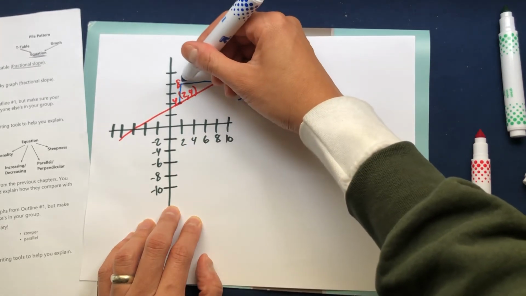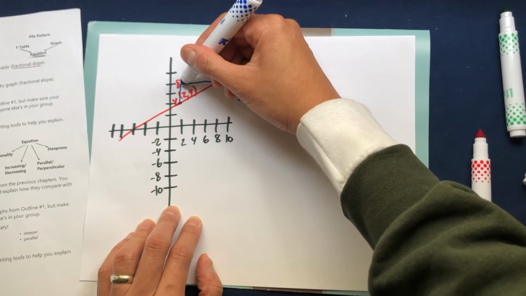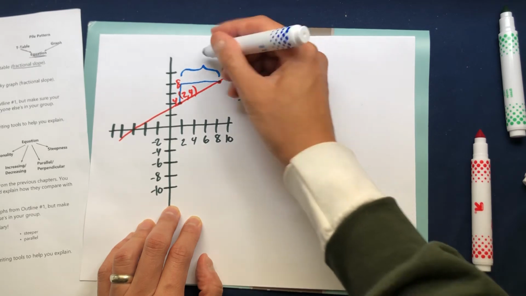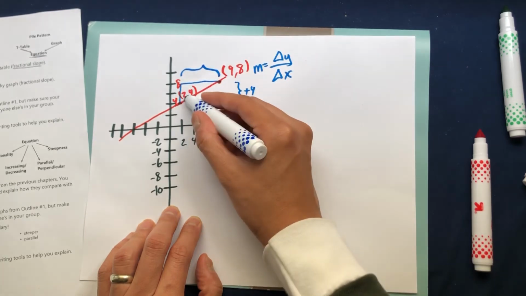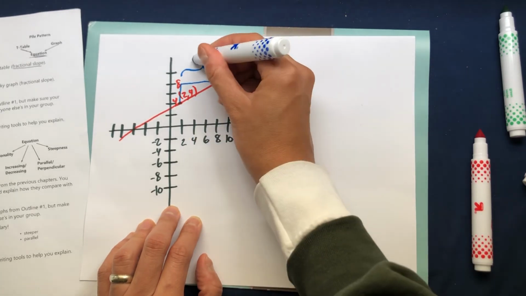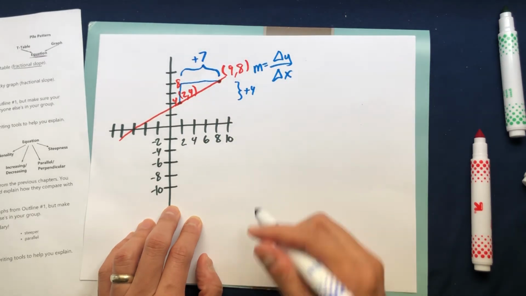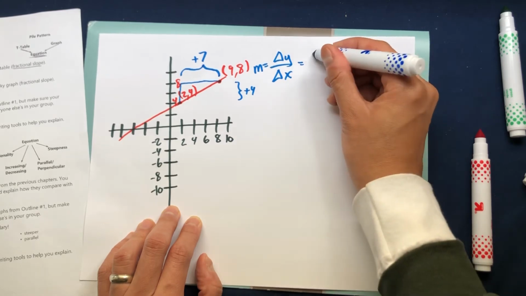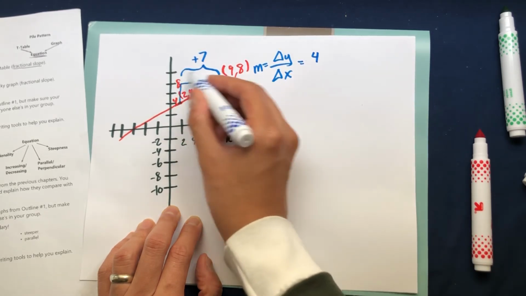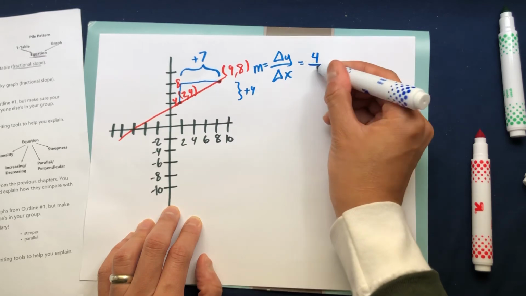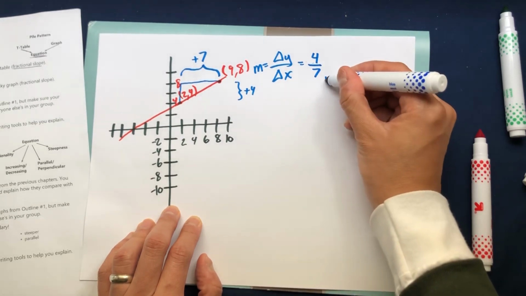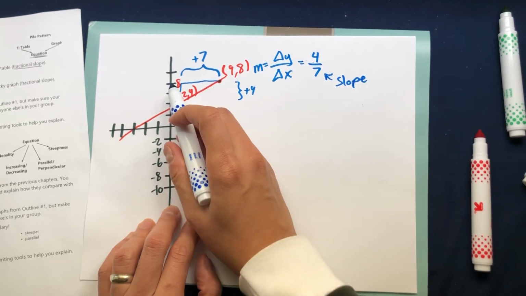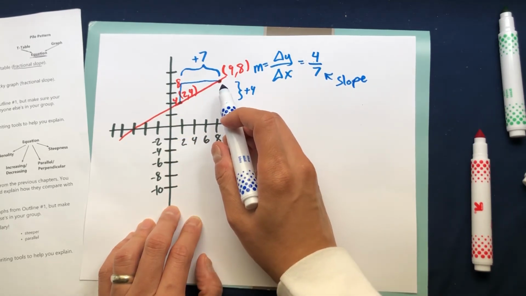And to go from 2 on the x to 9 on the x, we need to add 7. So our change in y is positive 4, and our change in x is positive 7. That's our slope, 4 over 7. We go up 4 and we go to the right 7.